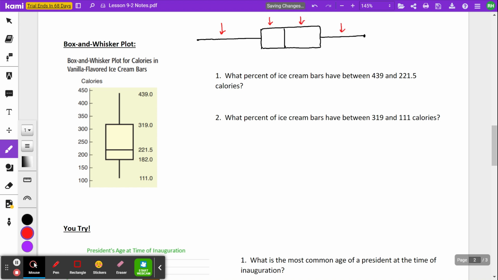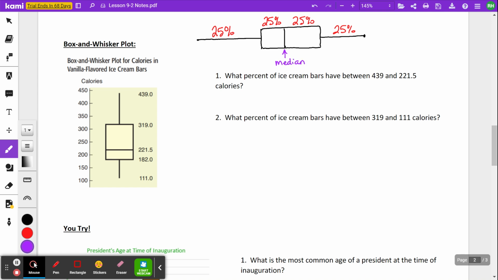Okay, so each one of those sections represents 25% of the data. So I'm just going to put this is 25%. Then this one would be 25%, and so would the other one. So this is 25, this is another 25, and this is another 25%, which means that altogether it would equal 100%.